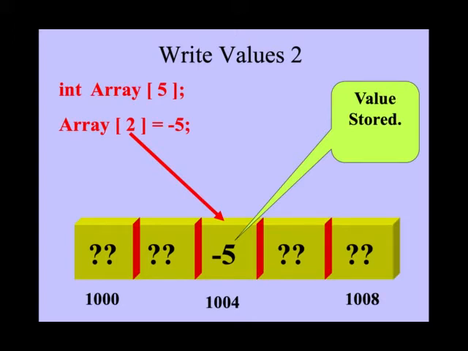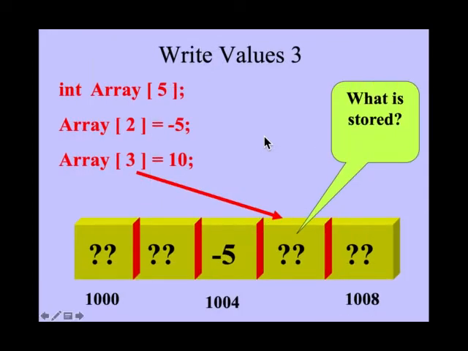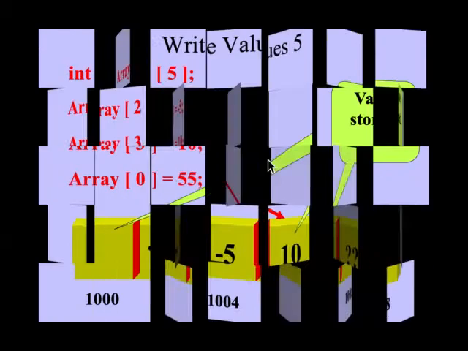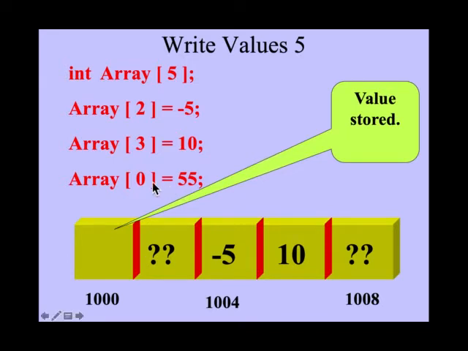Okay, now let's look more at this behavior. This time I say array[3], the member with index number 3. I want to store 10 in there. So 0, 1, 2, 3. What is stored here? 10 is stored there. This statement causes that. Now array[0], the very first one, equals 55. What is stored here? Think about it for a second. 55 is stored there. Notice I could populate them in any order. I populated 2, then 3, then 0. You could do it in any order, totally random write access.